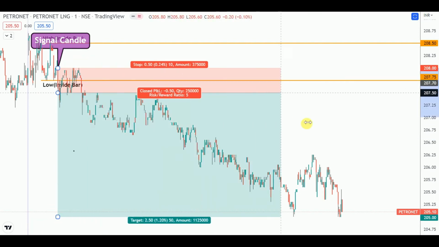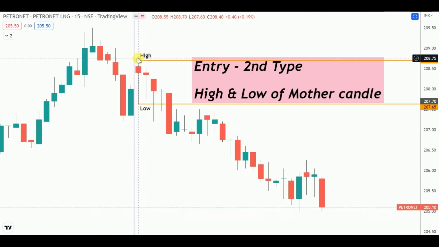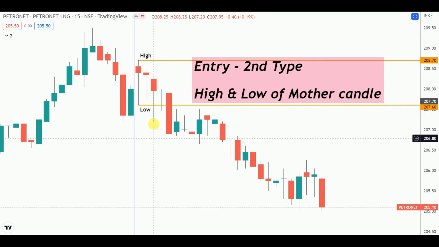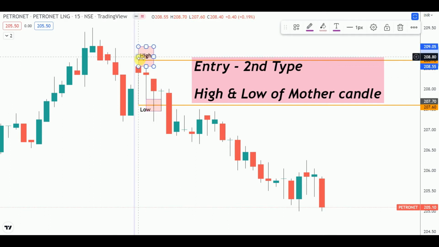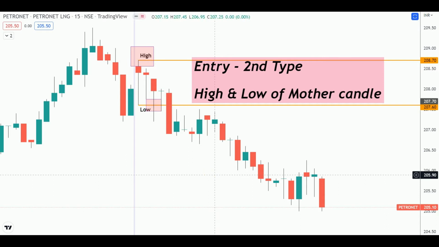The second type of entry method will be marking the high and low of the mother candle and not the inside bar candle. Once we mark the high and low of the mother candle, we are going to enter when the high or low of the mother candle is broken. So in this case, we are going to enter the short position at this point, and we are going to put our stop loss at the high of this candle, and we will try to manage our risk to reward at 1:2 or 1:3 as well.